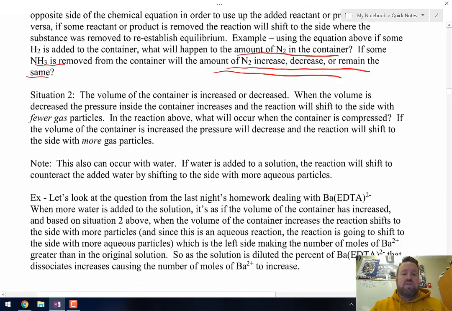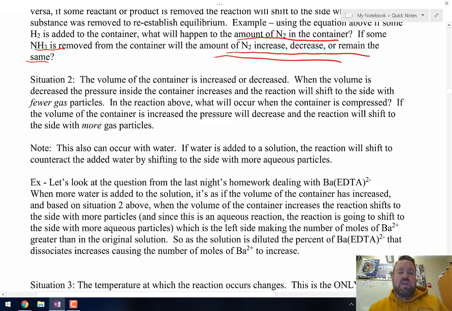Okay, situation 2. What happens if you change the volume of the container? And here's where it gets a little bit tricky, because if you change the volume of the container, you're going to change the pressure. Okay, and many times on the AP test, they might say the pressure inside the container changes, but they don't tell you how it changes. If they don't, then you can't assume that the volume is changing.